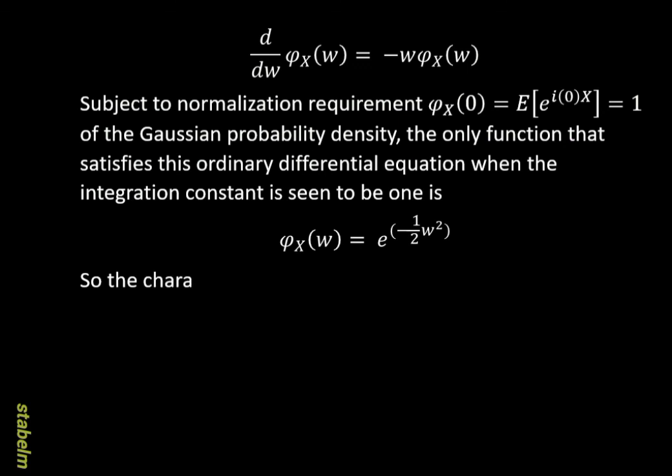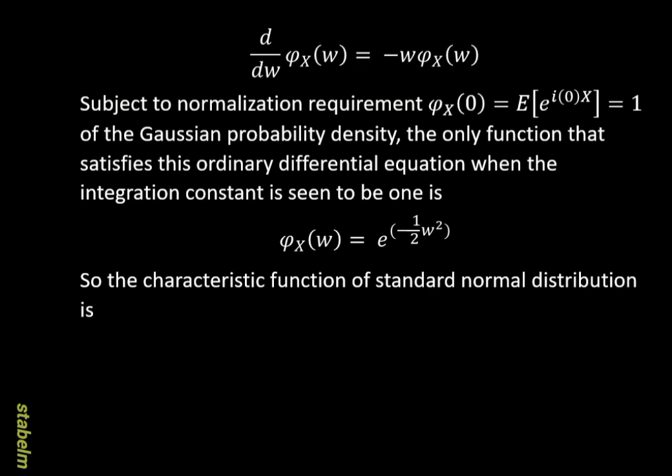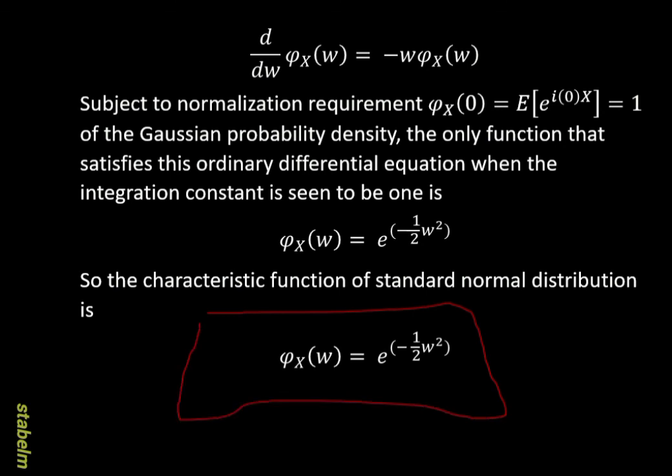So the characteristic function of the standard normal distribution is, finally, phi subscript x of w equals exponential raised to the power minus 1 over 2 w squared. That is our characteristic function for the standard normal distribution: exponential raised to the power minus 1 over 2 w squared.